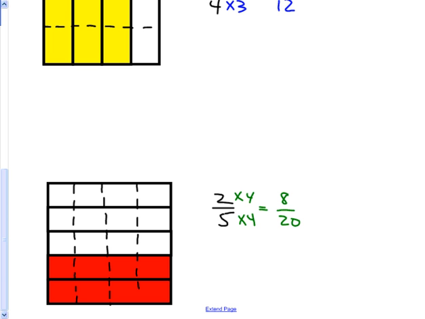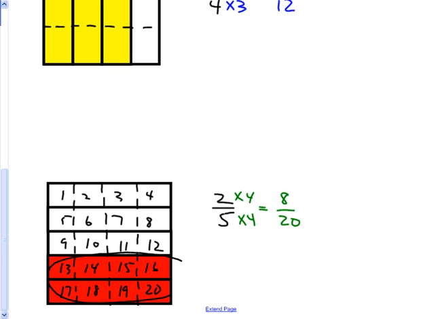If you were to count each of the pieces, 1, 2, 3, 4, 5, 6, 7, 8, 9, 10, 11, 12, 13, 14, 15, 16, 17, 18, 19, and 20. There's now 20 pieces, and out of that 20, I get 8. So visually, that's what I think of when I'm working with fractions.